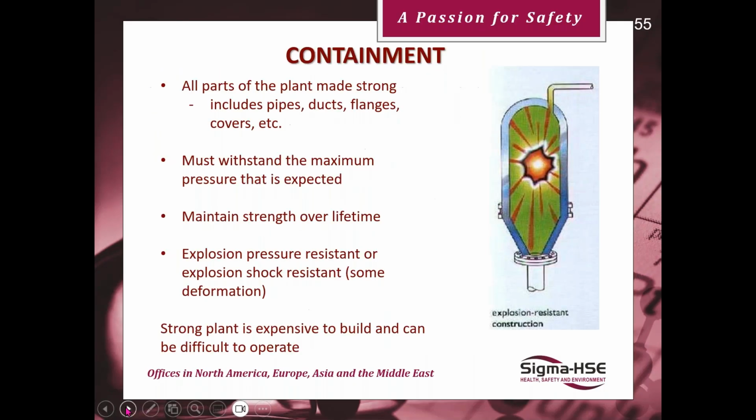So for containment, all the parts of the plant must be made strong, including pipes, ducts, flanges, covers, etc. And the 27 bolts going around the bottom of the vessel are there for a reason. Don't put in 5 or 6 because it stops the dust leaking out. The 27 bolts are there to stop an explosion coming out. It must withstand the maximum pressure that is expected, and it's got to maintain the vessel's strength over its lifetime. It can either be pressure resistant or explosion shock resistant and have some deformation. Don't forget, strong plant is expensive to build and difficult to operate.